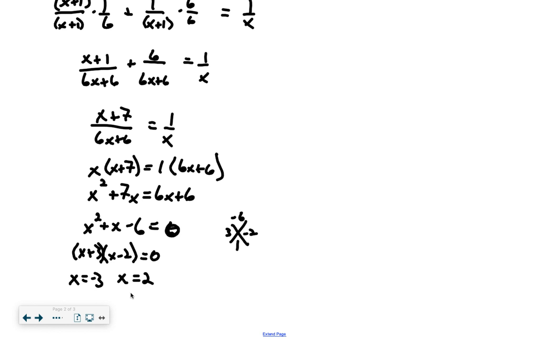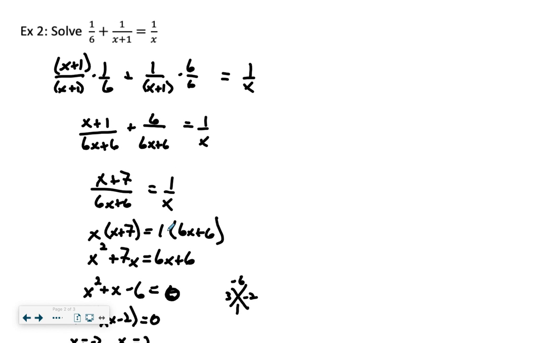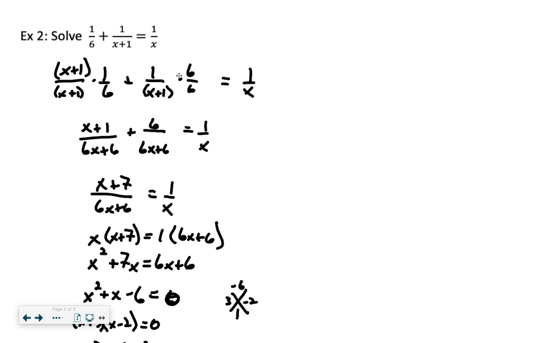So again, we do need to check these in our original problem. Okay, so let's start with -3. So if I plug -3 in, I've got 1 over 6 plus 1 over -3 plus 1 equals 1 over -3. So 1/6 plus 1 over -3 plus 1 would be -2. So that would be -1/2.